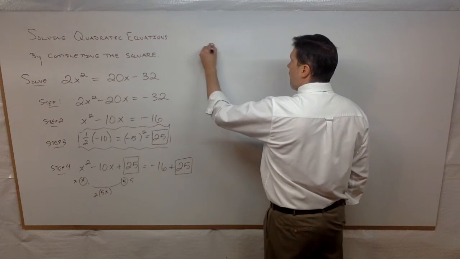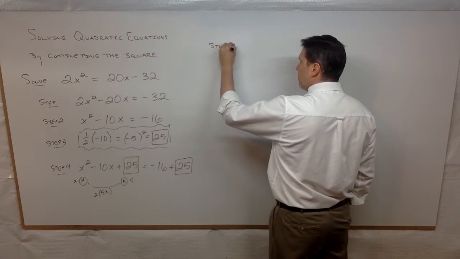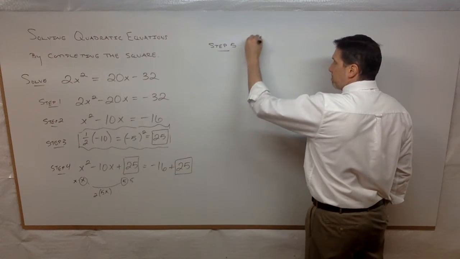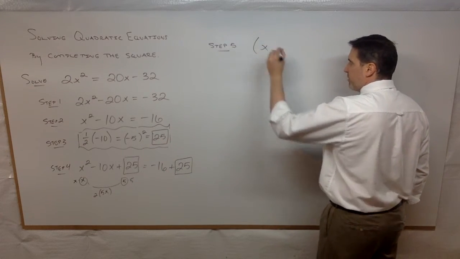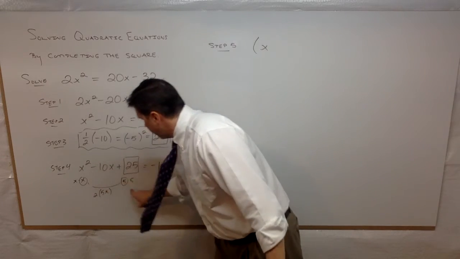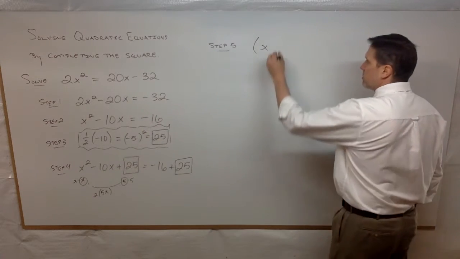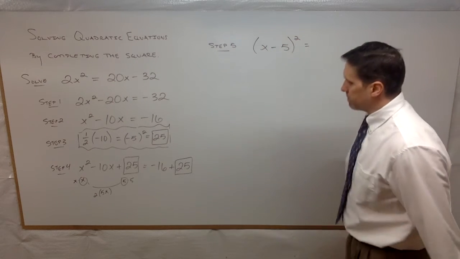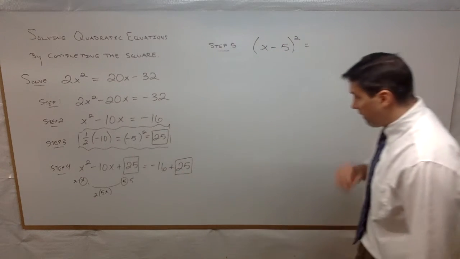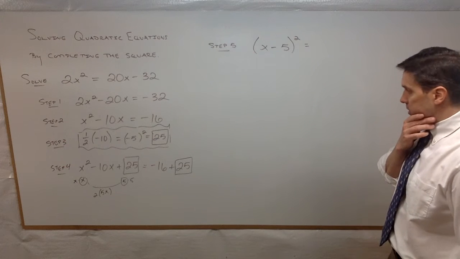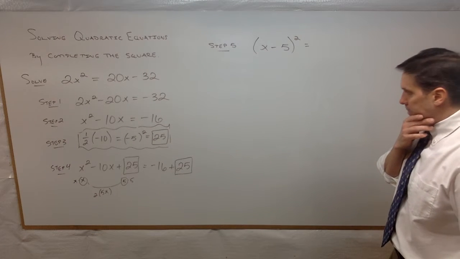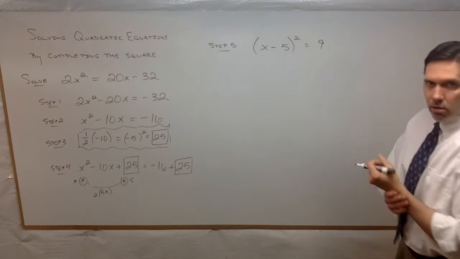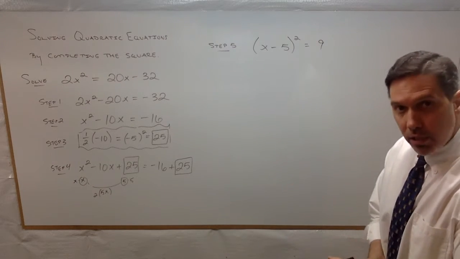So step 5, we factor x squared minus 10x plus 25 as what it is, a perfect square trinomial. So x and a 5, the middle sign will be minus, so x minus 5, quantity squared, equals, well, negative 16 plus 25 puts us at something. We got 9? I believe so. Oh, this one came out nice. So x minus 5 quantity squared equals 9.